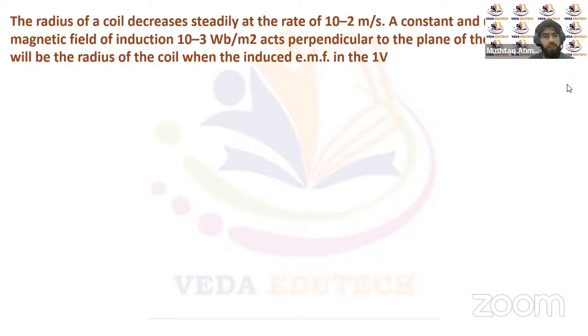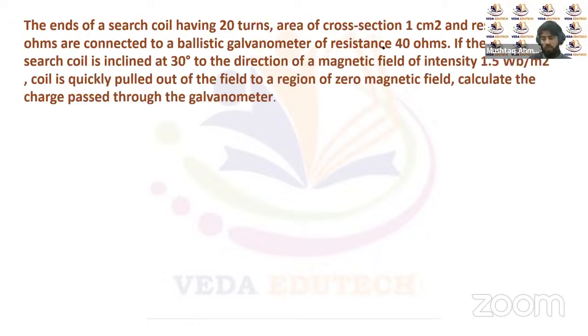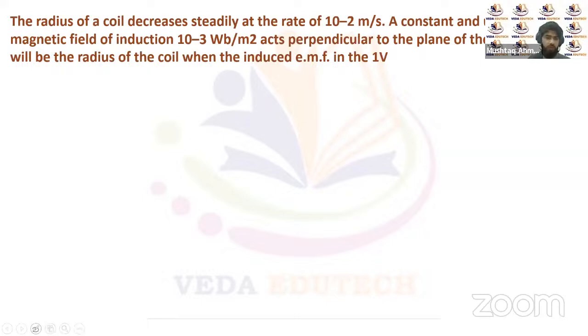You can see here the question: the radius of a coil decreases steadily at the rate of 10 to the power minus 2 meter per second. A constant and uniform magnetic field of induction, 10 to the power minus 3 Weber per meter square, is perpendicular to the plane of the coil. What will be the radius of the coil when the induced EMF in the coil is 1 volt? Actually, 1 volt is a very high induced EMF, so we can write it equal to 1 microvolt, correct?